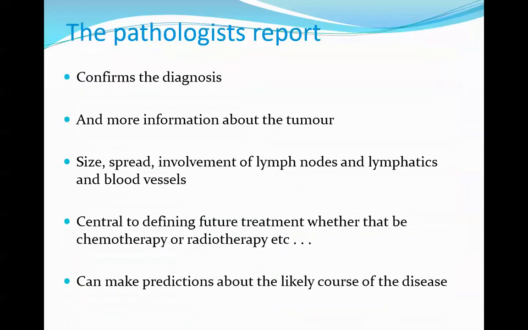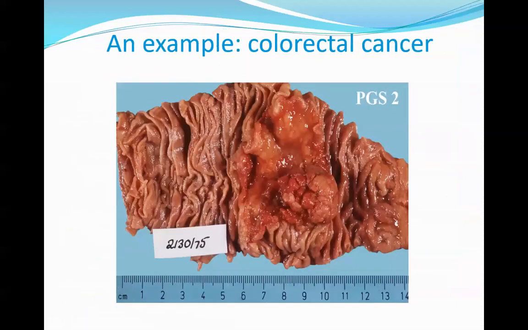Okay, so once the diagnosis is confirmed, we need more information like size, spread, and involvement of the lymph nodes, lymphatics and vessels. And then, central to the definition, future treatment: how will you treat the patient? And then finally make a prediction about the course of the disease, how it will behave, like prognosis of it.